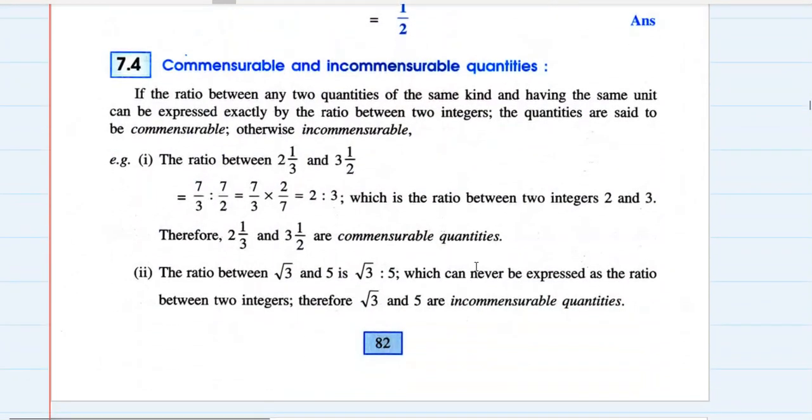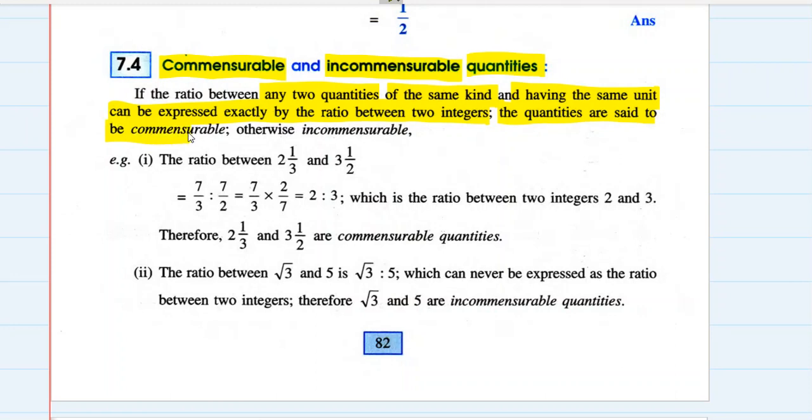Okay, the next small topic which we have to study is commensurable and incommensurable quantities. If the ratio between any two quantities of the same kind and having the same unit can be expressed exactly by the ratio between two integers, the quantities are said to be commensurable, otherwise incommensurable.